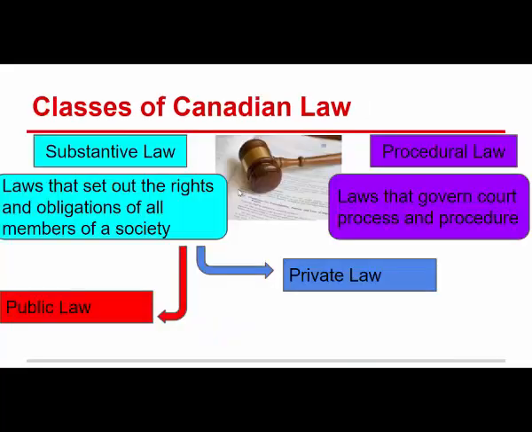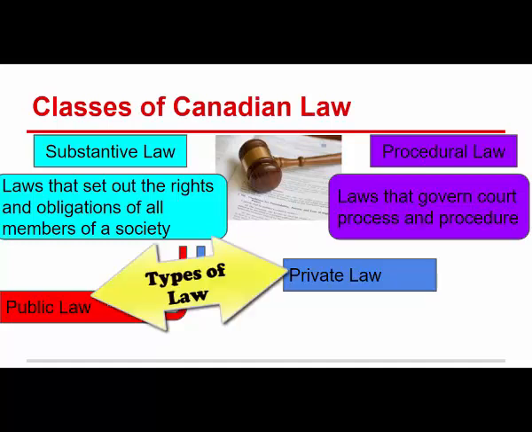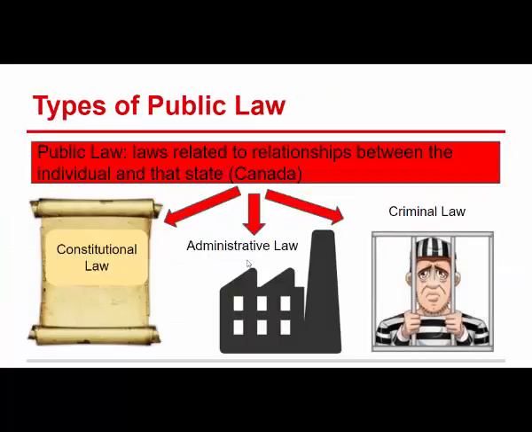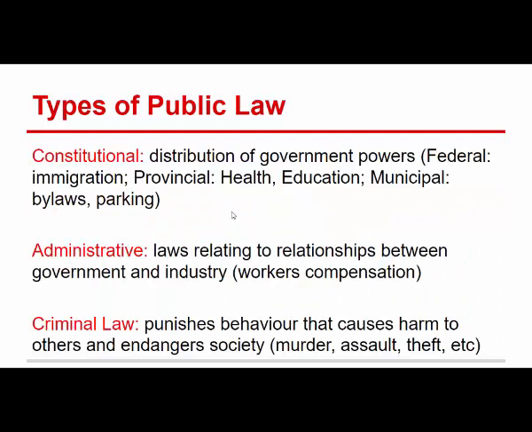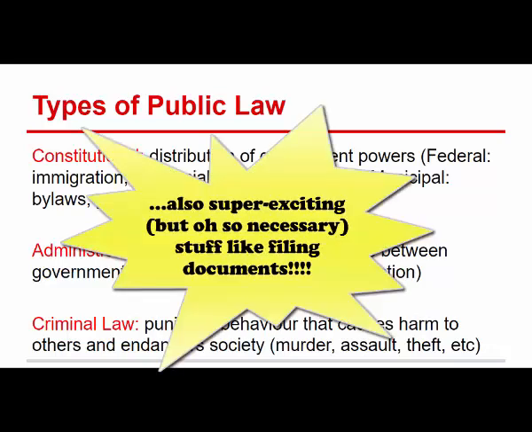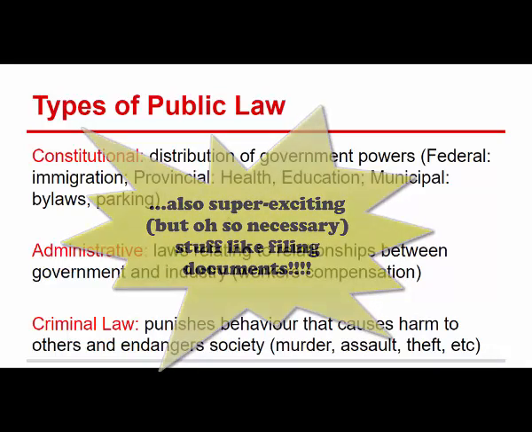Next, the classes of Canadian law include substantive law and procedural law. The types of Canadian law are public law and private law, and we will talk about those later. Under public law, those are laws related to the relationship between the individual and the state, in this case, Canada. The types of public law include constitutional, administrative, and criminal law. Administrative law is the law that relates to the relationships between government and industry, such as workers' compensation and labor board issues.